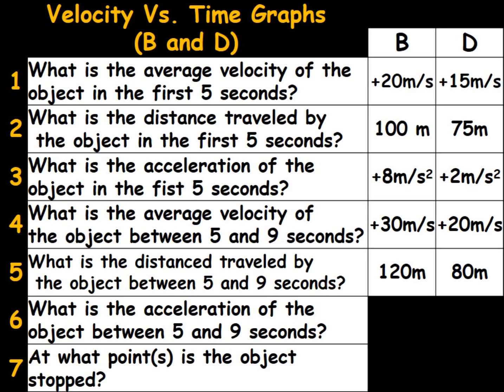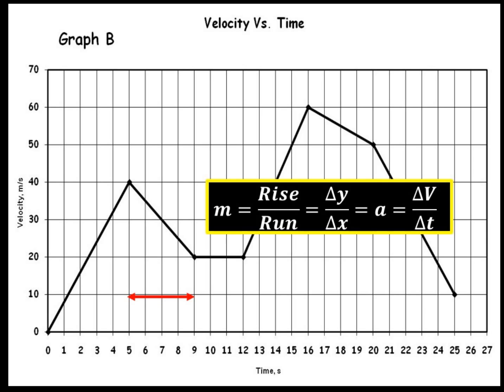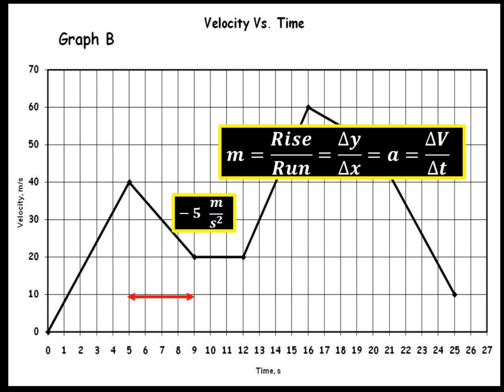And then what is the acceleration of the object between 5 and 9 seconds? So we're going to look at the graph. We're going to be looking at the slope of those graphs. Here we see it's going to go from 40 to 20 meters per second. It's going to decelerate over the course of 4 seconds. So 20 divided by 4 is 5, so it'll be -5 meters per second squared.